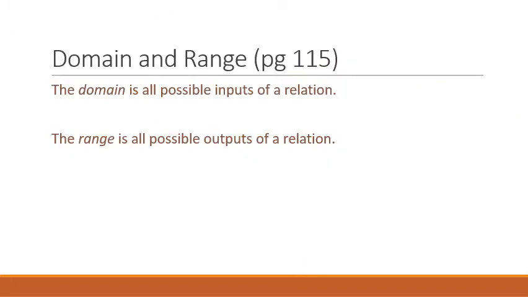You will get more information regarding the vocabulary terms domain and range shortly, but on page 115, your author gives the definition for domain as all possible inputs of a relation. And the range is all possible outputs of a relation. And like I said, you're going to see more examples of that shortly.